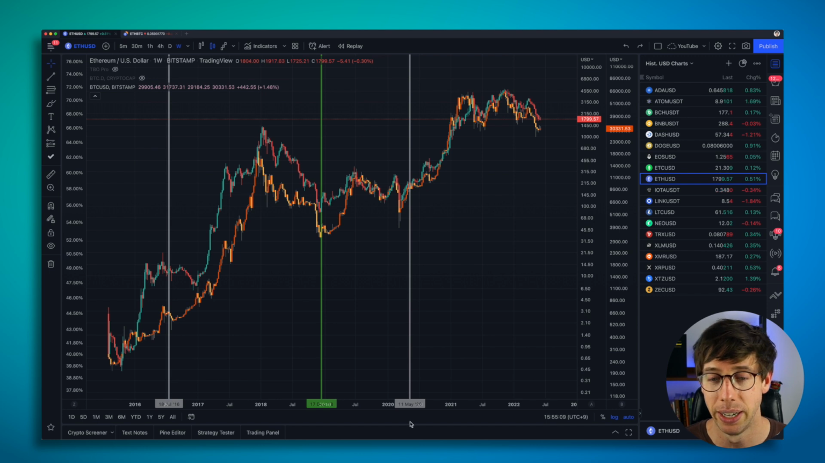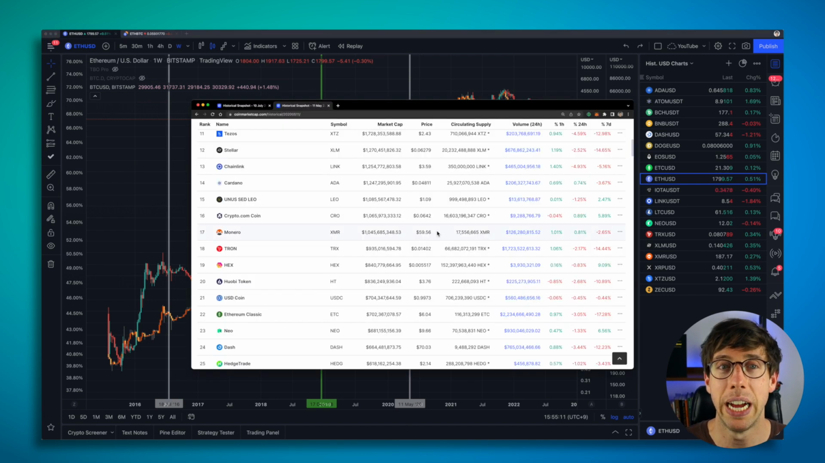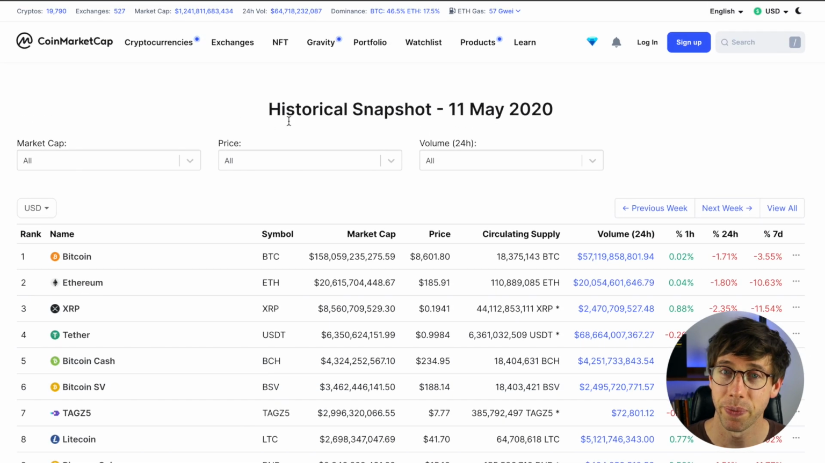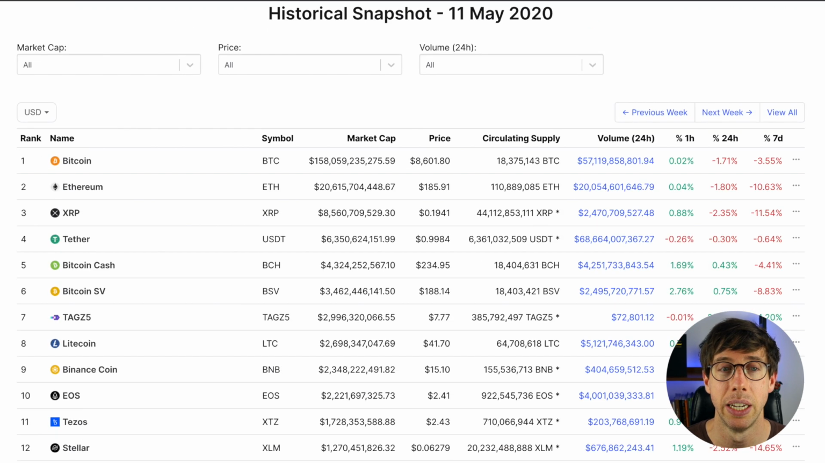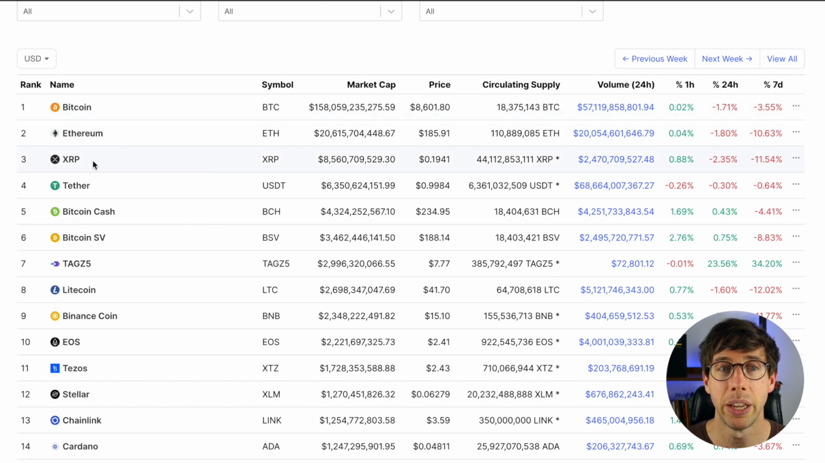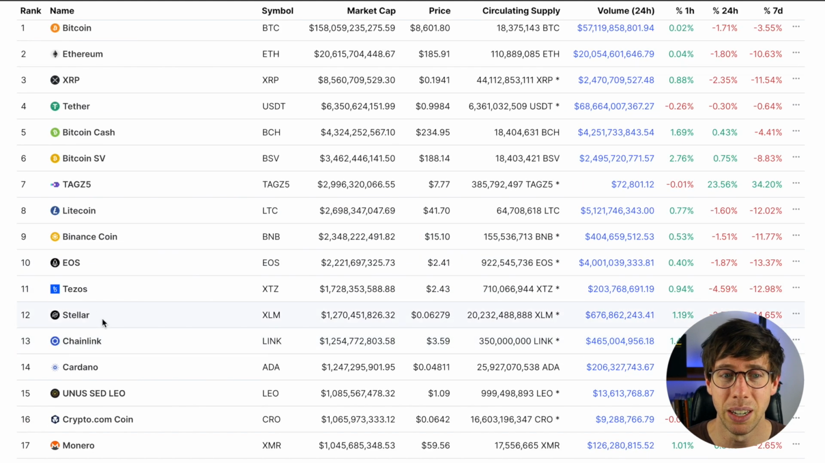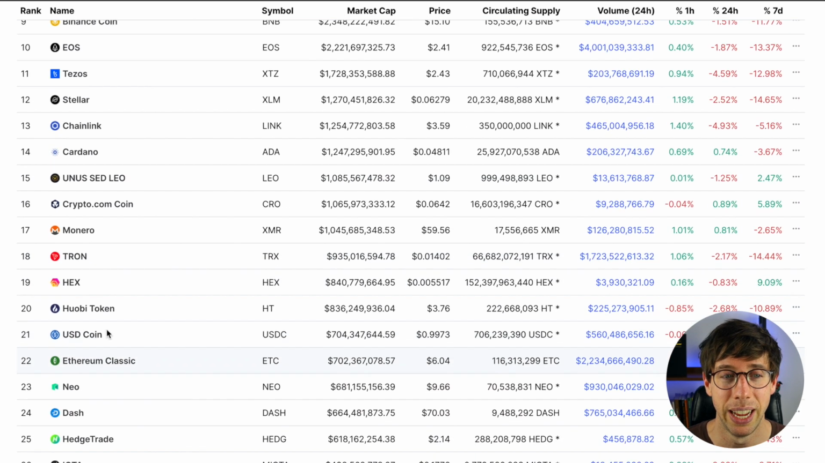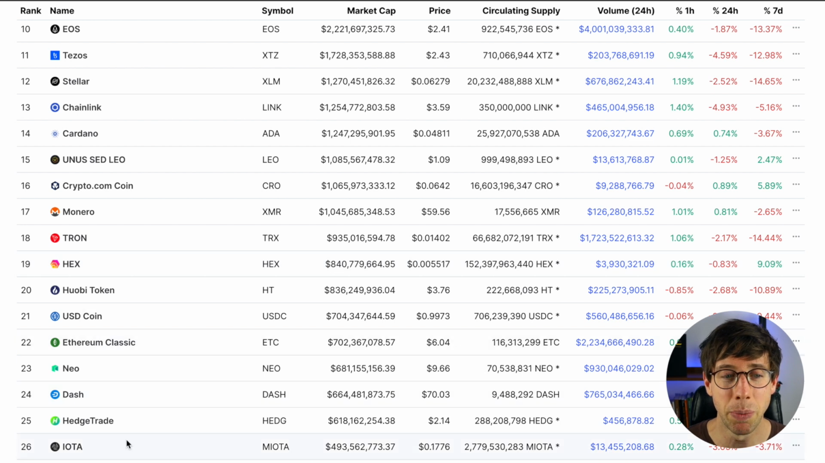And the reason why I know that is because I've looked at the crypto historical market cap data that I want to show you. Check it out. Historical snapshot of the top 20 tokens from May 11th. This was the halving that we've most recently had. So you'll notice some familiar names in here: Bitcoin, Ethereum, XRP, Bitcoin Cash, but Bitcoin Satoshi's Vision was in 6th place. What's Tezos? We have EOS, we have Stellar, Cardano's all the way down at 14. Then we have Monero, Tron, Hex is there at 19. But we just keep going lower and lower and lower.